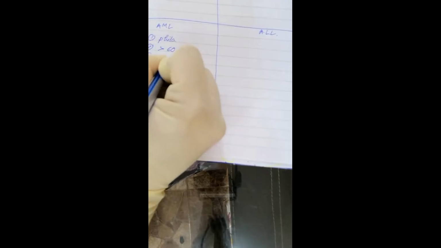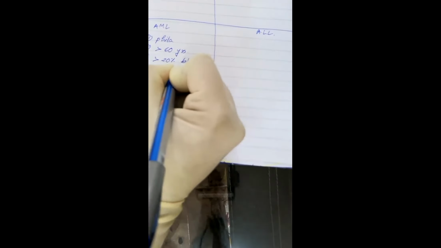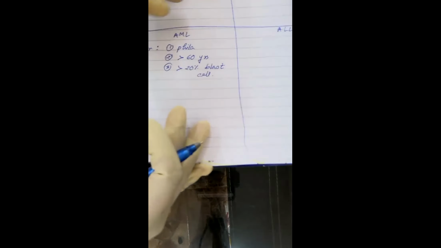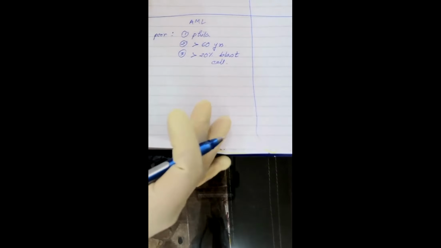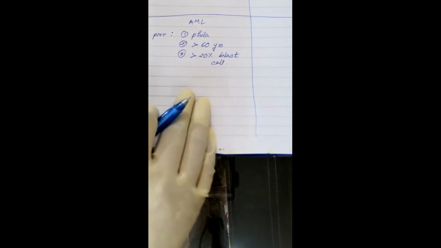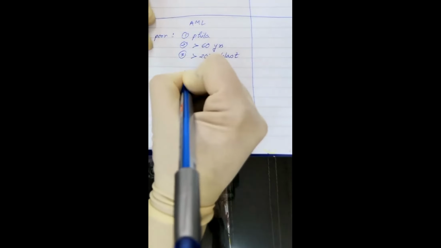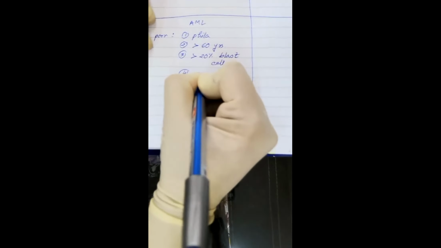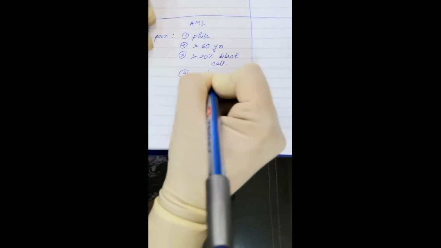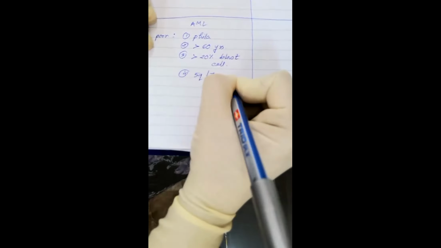If there is more than 20% blast cells even after chemo, you give the chemo and still there are like 20% blast cells, so this is also poor prognosis. If there is a 5q or 7q chromosomal deletion, then this is a poor prognostic factor. So: Philadelphia, more than 60 years, more than 20% blast cells after chemo, 5q, 7q deletion.